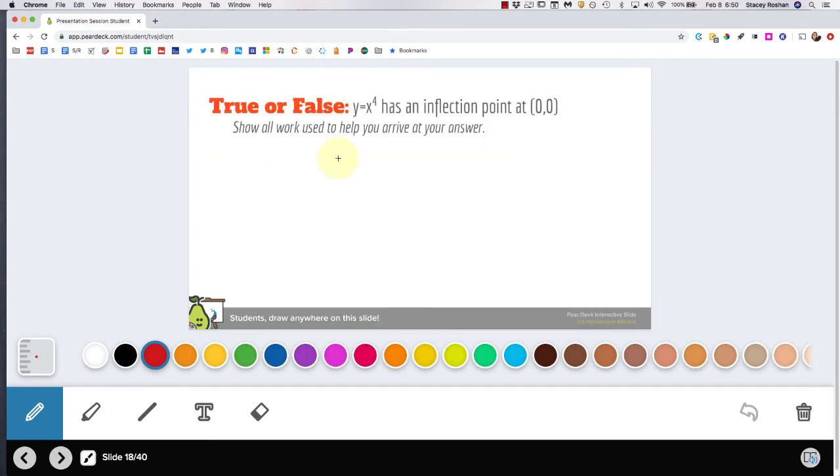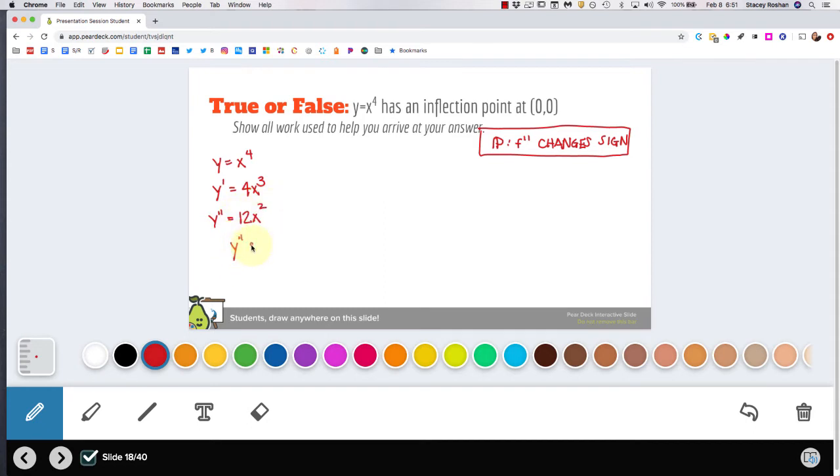Now, on this question, y equals x to the fourth has an inflection point at (0, 0). Is that true or is that false? Well, an inflection point, a lot of people say, is where f double prime equals 0. And that isn't quite true. It is sometimes true. An inflection point is where f double prime changes sign. And so I've purposely chosen this problem to prove a point to you. Ready for it? y equals x to the fourth. y prime equals 4x cubed. y double prime equals 12x squared.